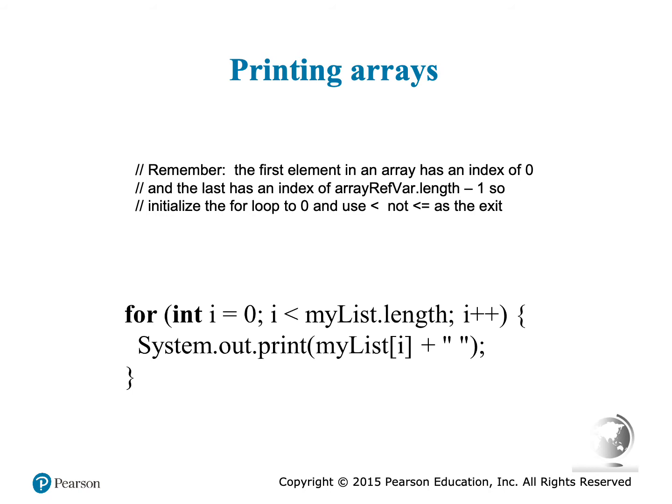Consider the case where you only want to print a subset of the array. How would you adjust the for loop to print only the first 5 elements of the array?